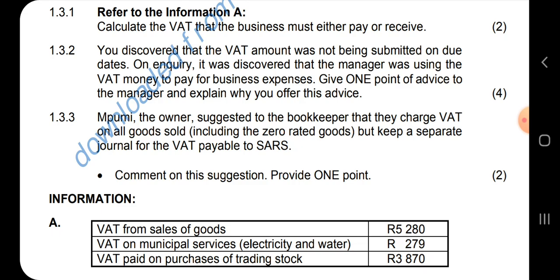And then 1.3.3 says, Mpumi, the owner, suggested to the bookkeeper that they charge VAT on all goods sold, including the zero-rated goods, but keep a separate journal for the VAT payables to SARS. Comment on this suggestion, provide 1 point.